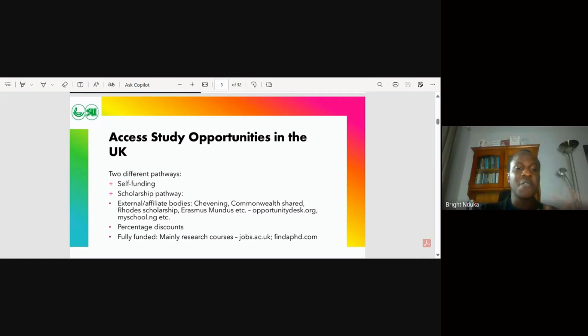Now, there are two different pathways that you can actually assess study opportunities in the UK. The first one is the self-funding pathway. Self-funding pathway simply means you have the money and you want to fund yourself. Trust me, universities in the United Kingdom, they need your money. As long as you are able to fulfill the requirements and provide the necessary documentation I listed in the previous slide at the point of application, there is every guarantee you get your admission and you can proceed with your visa application.